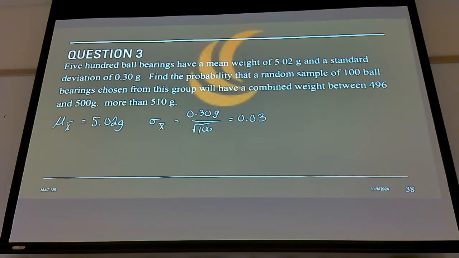Then you would do this problem the exact same way we did the previous problem. Convert your values to z-scores, find the probability from the chart, and then multiply by 100.